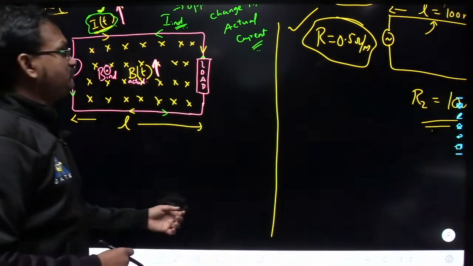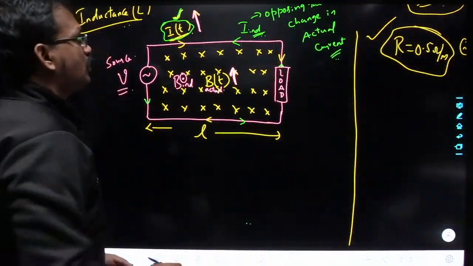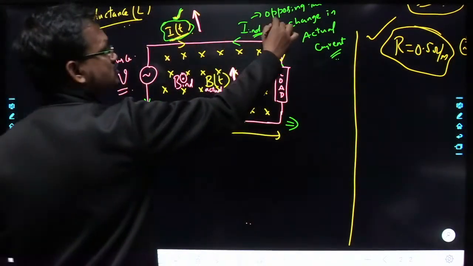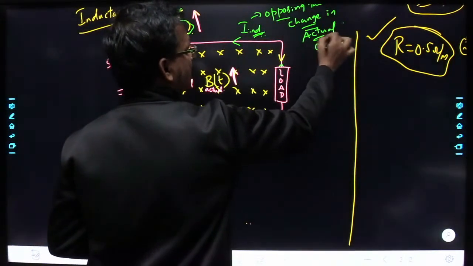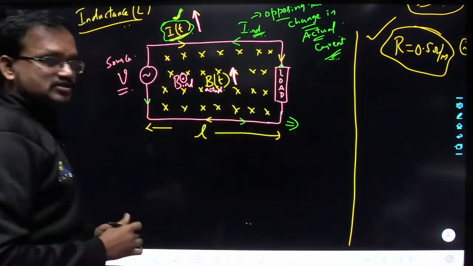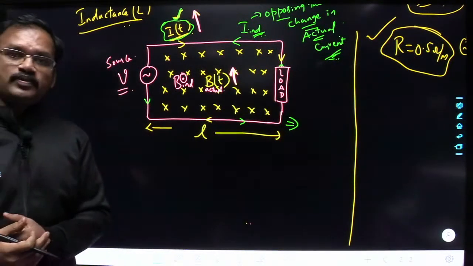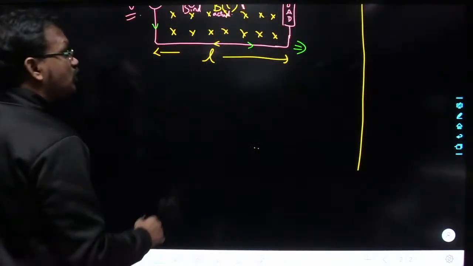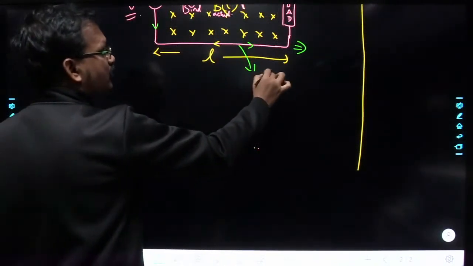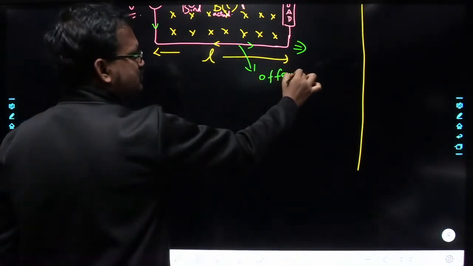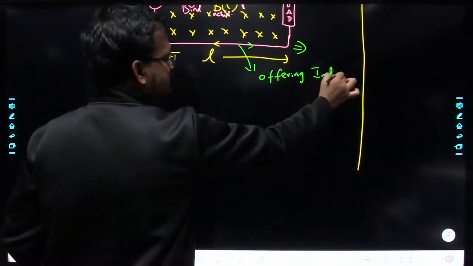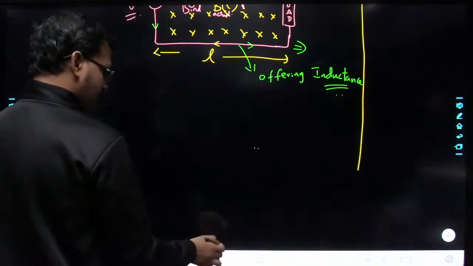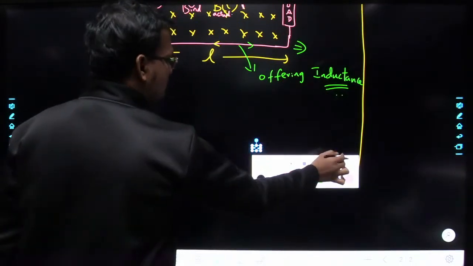Why? Because this loop is opposing the change in currents, and that is the property of an inductor. So this total loop is offering inductance, right?